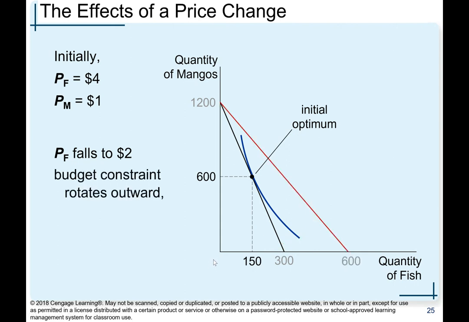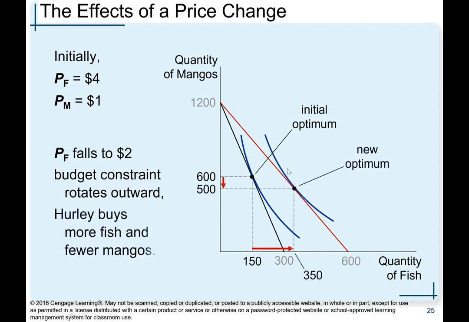Effect of a price change. Initially, the price of fish is $4, and the price of mango is $1. If the price of fish falls to $2, the budget constraint rotates outward, like you see here. The new equilibrium is established.